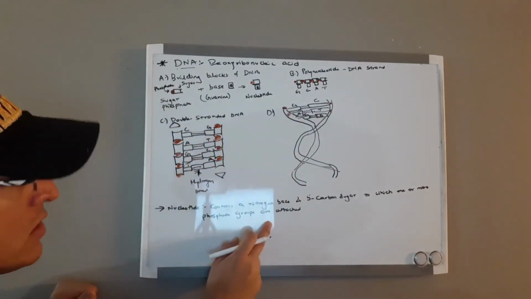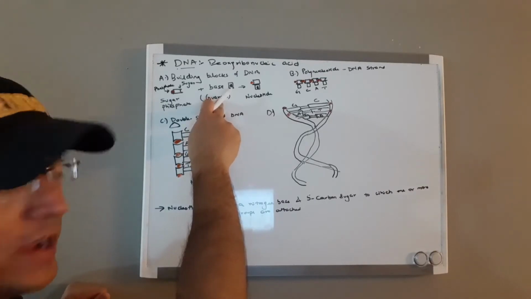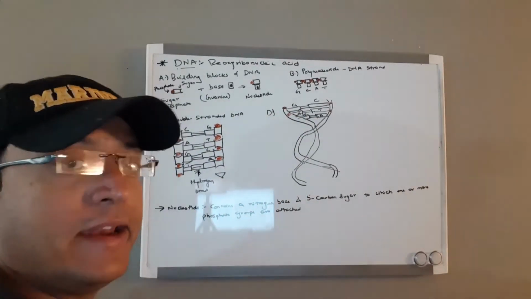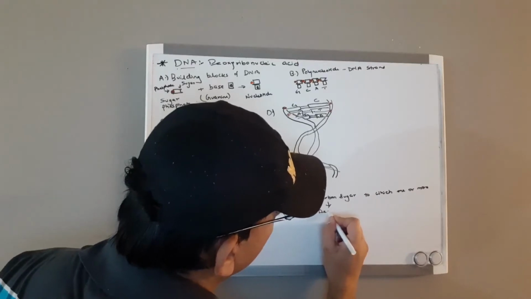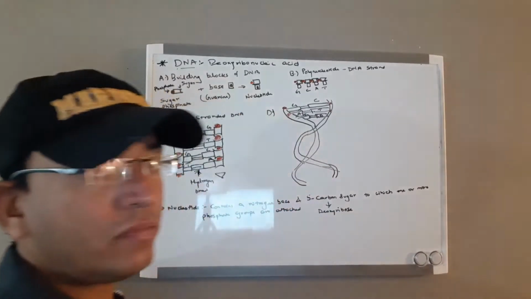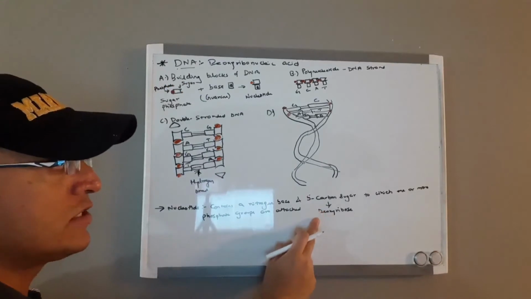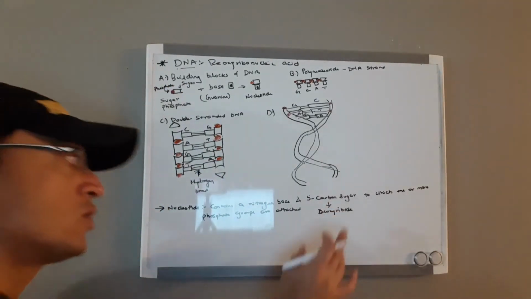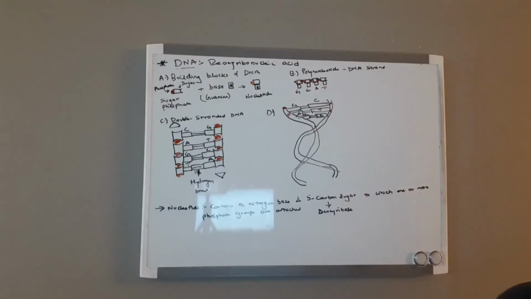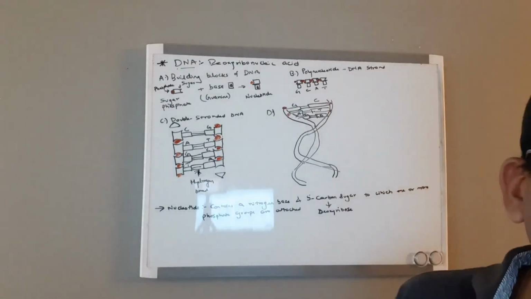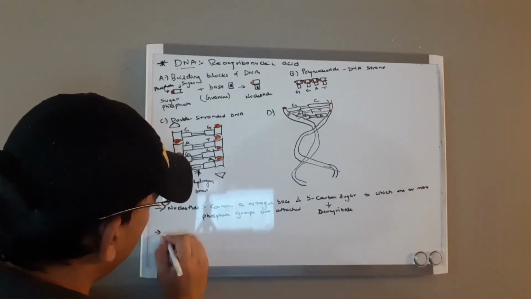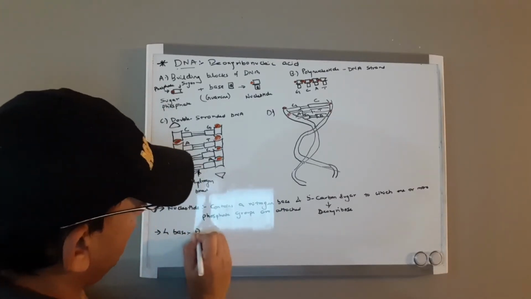So a nucleotide has a nitrogen base. Like for example, guanine is a nitrogen base. It has a 5 carbon sugar, and this 5 carbon sugar in DNA is deoxyribose. That's why it has the name deoxyribonucleic acid, right? For the DNA, and the four bases.